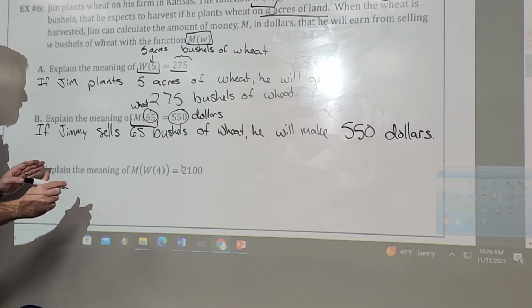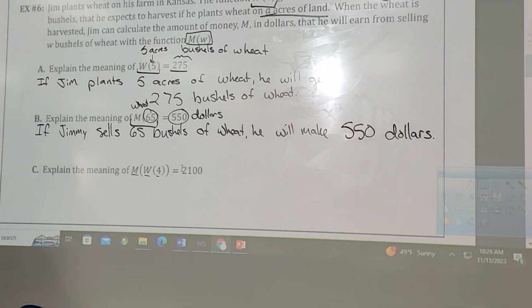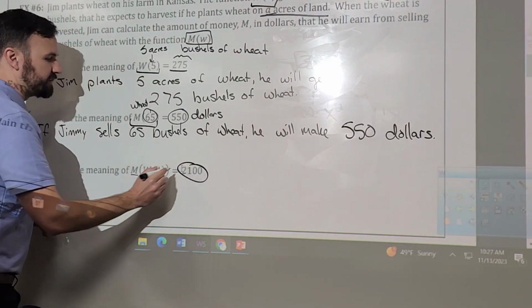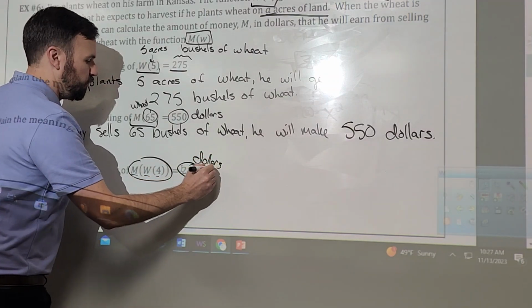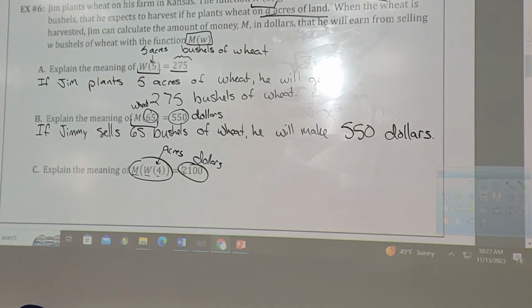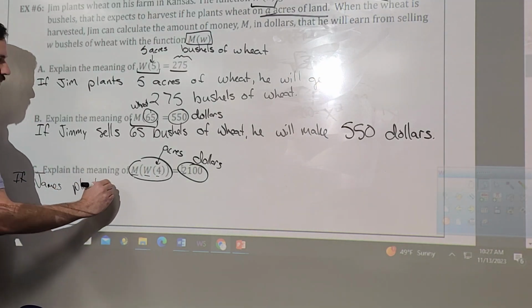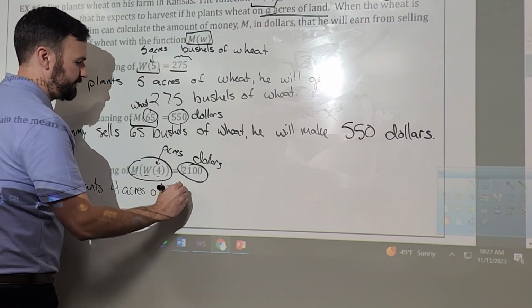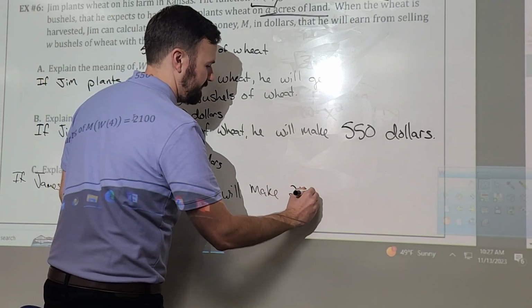All right. Now we got to really get into this one. We have an M of W of 4. So, what's this answer telling us? What's the last thing we're doing? We're converting it to dollars. What do you plug in for W, though? Acres. So I'm given acres, I can end on dollars. Do I have to explain how it got there? No, because I don't know. Like, I don't know 4 acres of wheat will give me X amount of bushels. I don't know anything about bushels. But can I say, if Jim plants 4 acres of wheat, he will make $2,100, right?